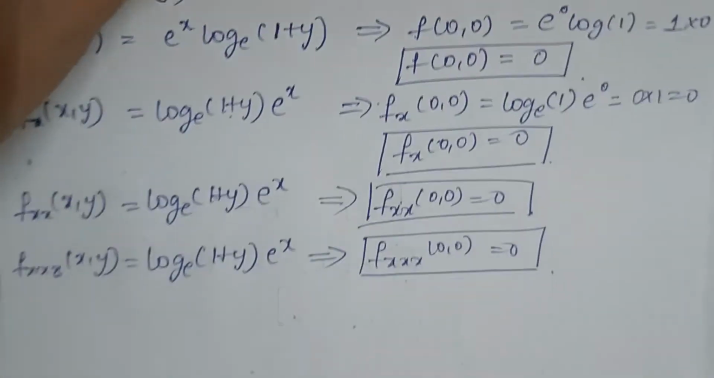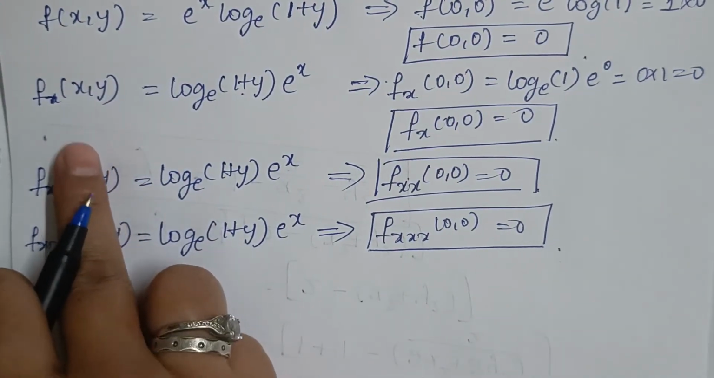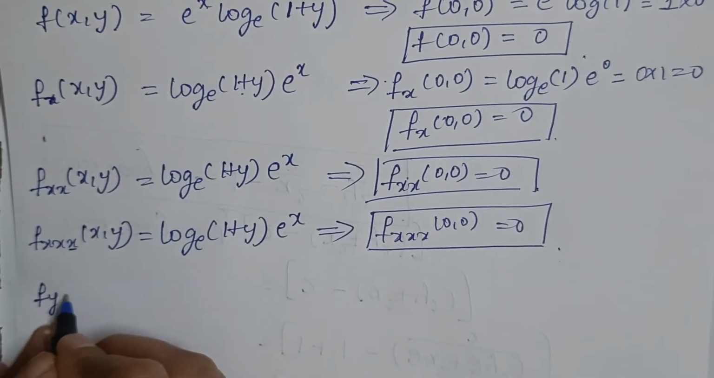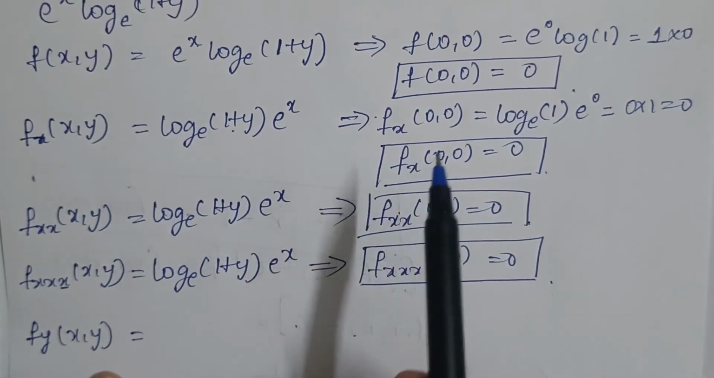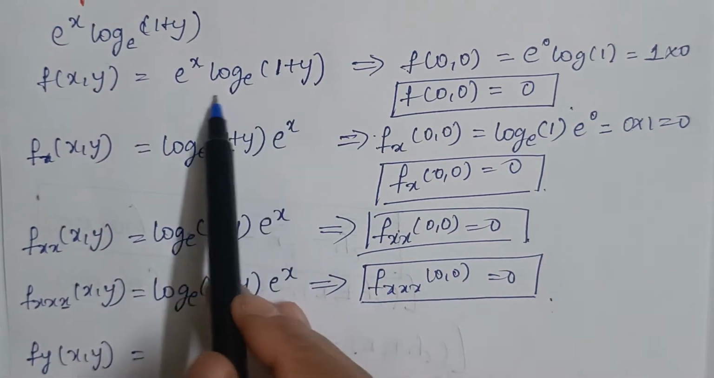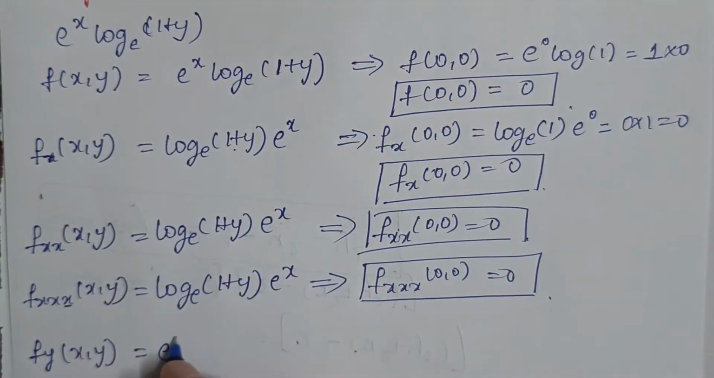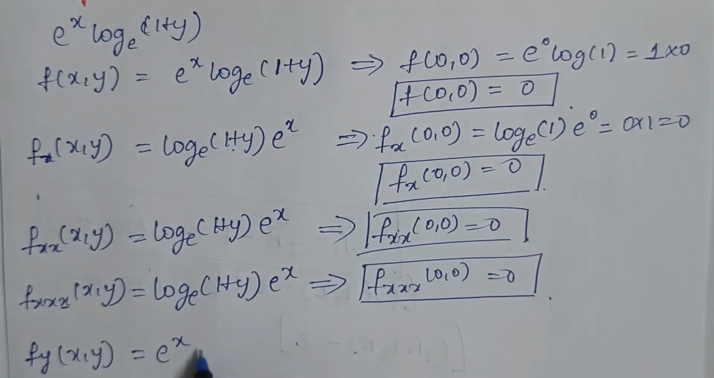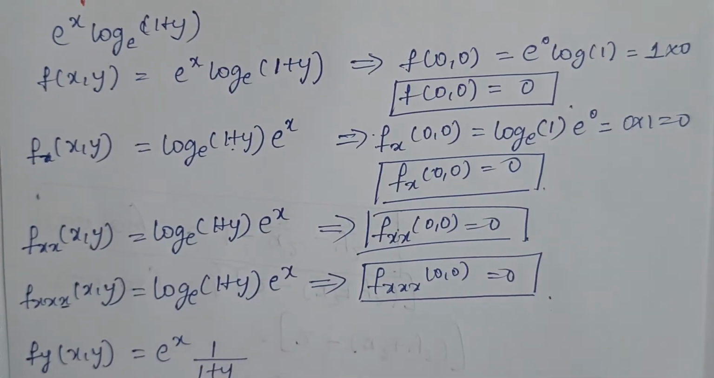I hope this is clear now. We have found f for x alone; now we will find it for y. So f_y of (x, y): this is the function given. If you differentiate with respect to y, e^x is a constant, so I'll write the constant as it is. The derivative of log of any function is 1 divided by 1 plus y.